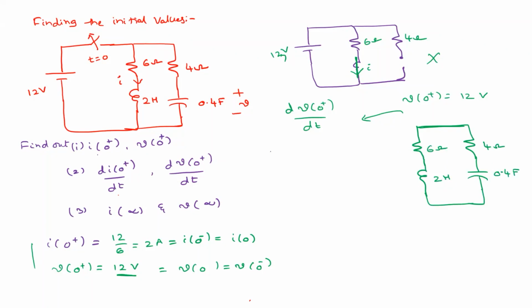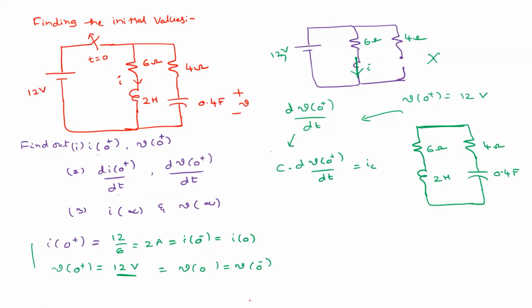So our next objective is how to find dV of 0 by dt. Right. What is the voltage across the capacitor if you know the current? This can be written in terms of current. What is that? C into dV by dt. C into dV of 0 plus by dt, right? So this is equal to IC. Agree?